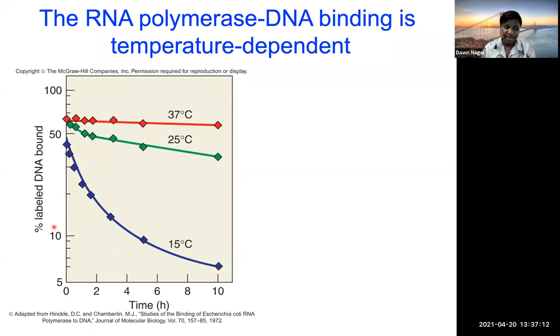So they did a very similar experiment as what we did, the filter binding assay, but after exposure to different temperatures, right? So you did 37 degrees Celsius, 25 degrees Celsius, and 15 degrees Celsius. Which of these would you expect to have stronger binding?